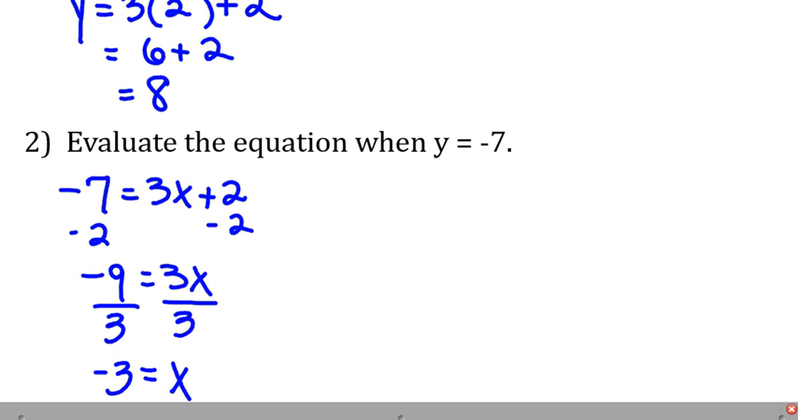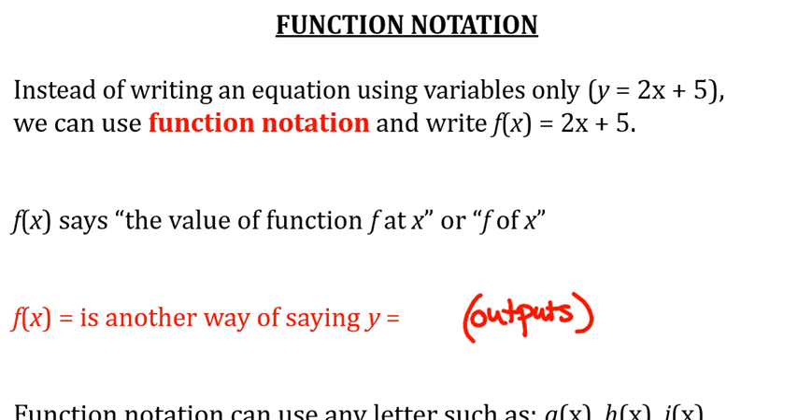So we were doing some evaluations of functions, and we were talking in our previous lesson about what makes a function and what doesn't make a function. When we're working with functions where one input has one specific output, there's a couple of things to remember. Function notation, right? So instead of writing an equation using variables like y equals 2x plus 5, we can use function notation and write it as f of x equals 2x plus 5. So f of x says the value of the function f at x. All right, so I've been referring to it as f of x.